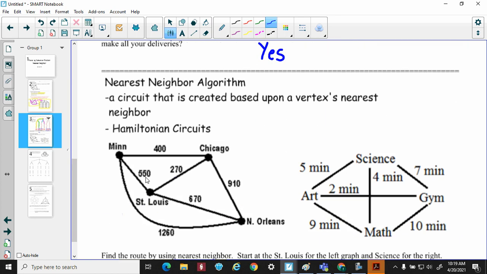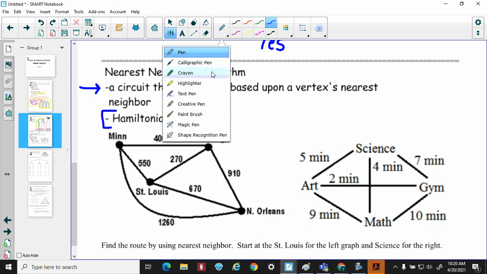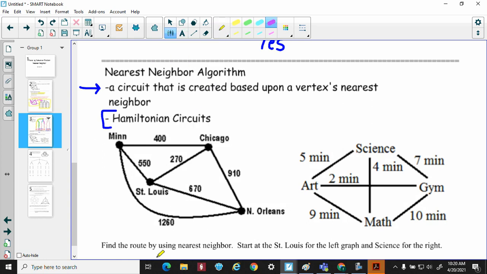All right, pretty simple. Now, lastly, what we have is the nearest neighbor algorithm. With a nearest neighbor algorithm, you are still creating a Hamiltonian circuit, but you are now going to have a little bit of direction on how to create it. So it's a circuit that is created based upon a vertex's nearest neighbor. All right. So the best way to do it is to show you. Now, if you remember, it says find a route using nearest neighbor. Start at St. Louis. All right. So we are starting at St. Louis. This is our starting point.